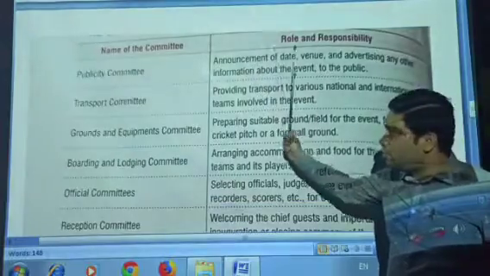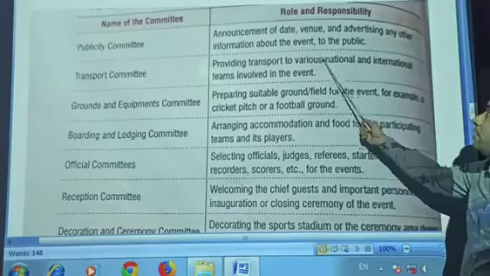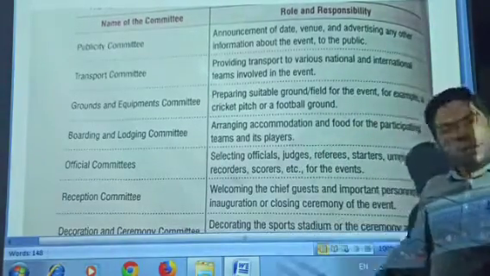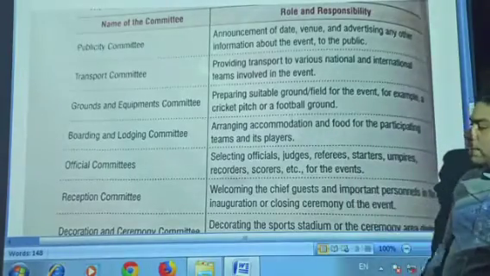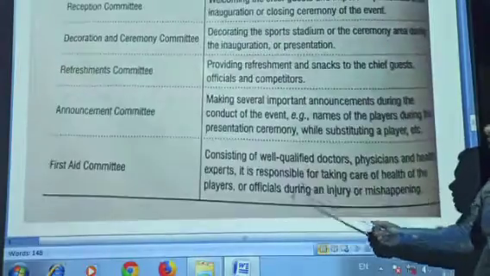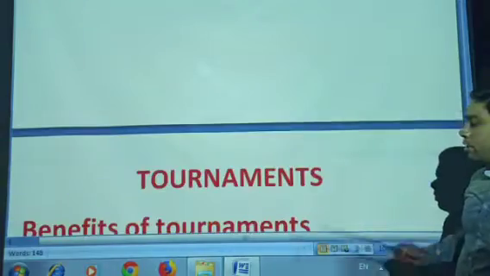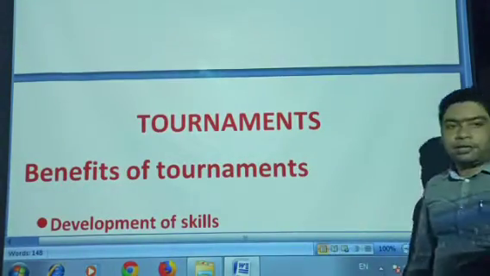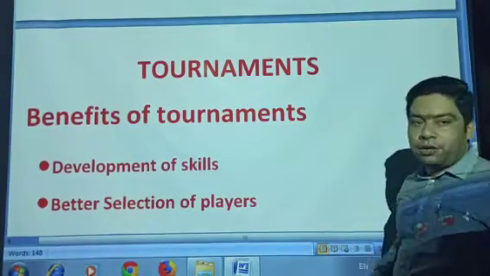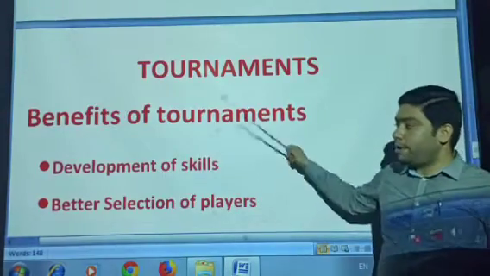Now here I have already provided all the committee names and their roles and responsibilities. So these are the committees' names and their responsibilities. Now we move further. We already discussed the Announcement Committee and the First Aid Committee. The third topic is about tournaments. Now we are talking about planning, second the committees, and now the third one is tournaments.